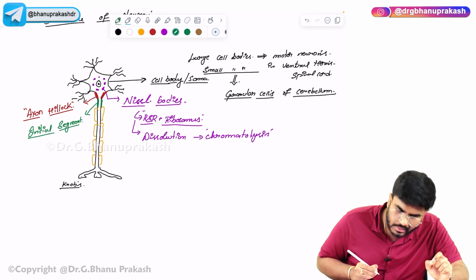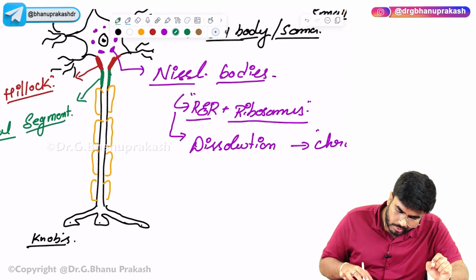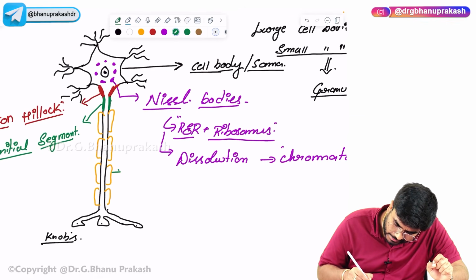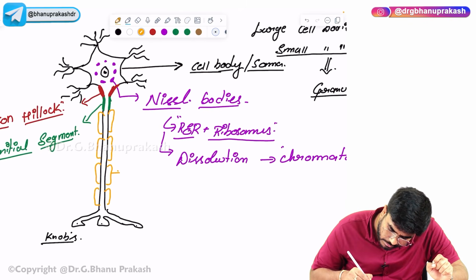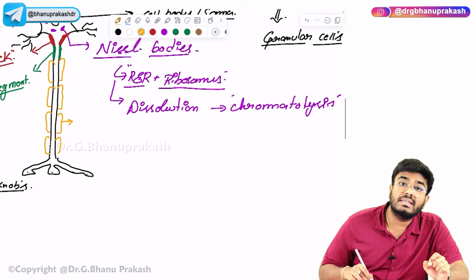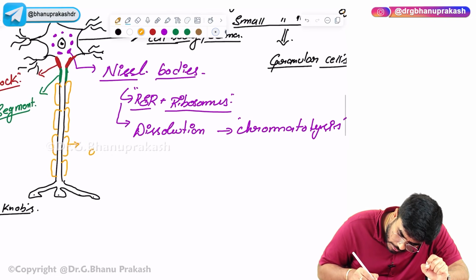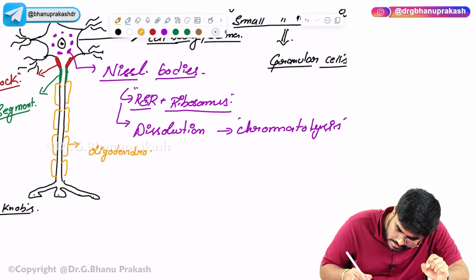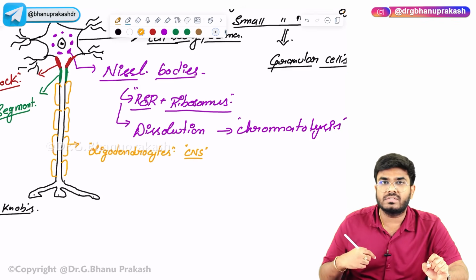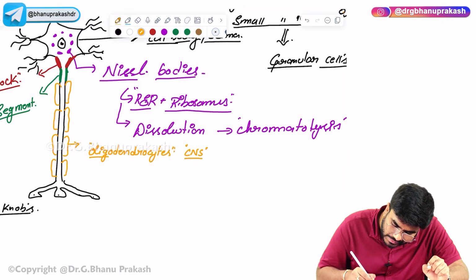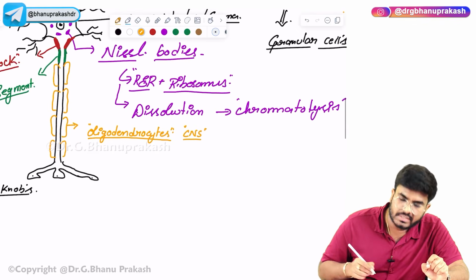Okay, now let's talk about some important points about myelination. Which cells are doing this myelination? The myelination is done by oligodendrocytes in the central nervous system. The neurons which are present in the central nervous system, that is the brain and spinal cord, are myelinated with the help of oligodendrocytes.